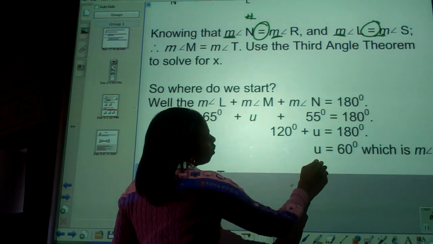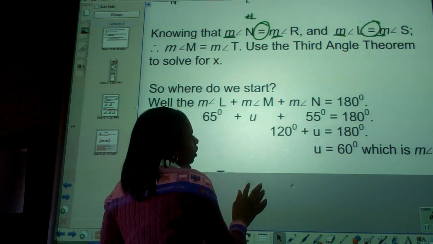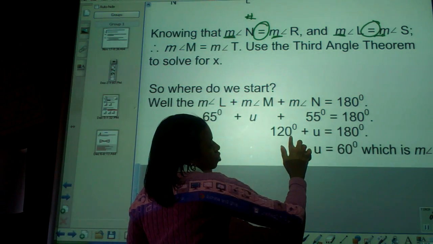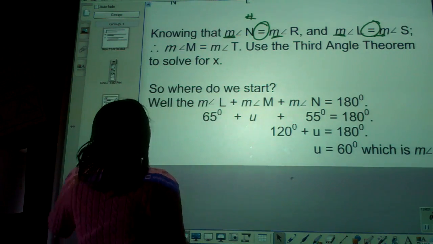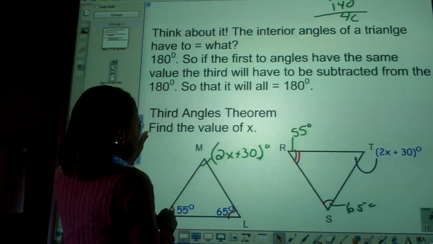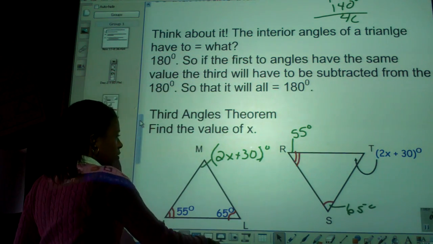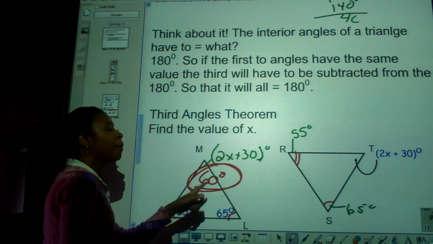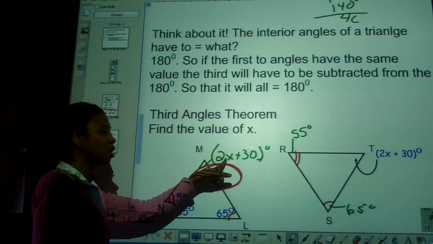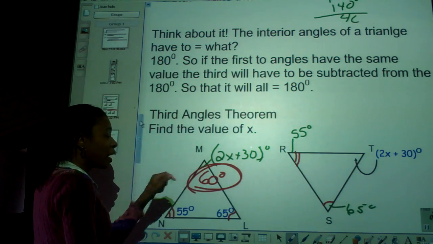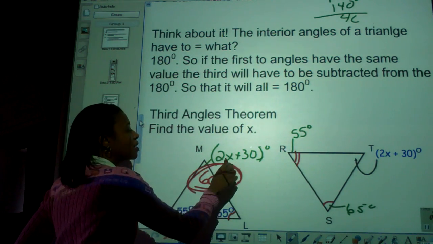How do I find out what the measure of U is? Okay, U is 60 degrees because I subtracted these two. And that means that the whole measure of this angle is going to be 60 degrees. That's the measure of this angle. But that doesn't tell me what x is equal to. How do I solve for x? The measure of angle M is 60, but what is x?